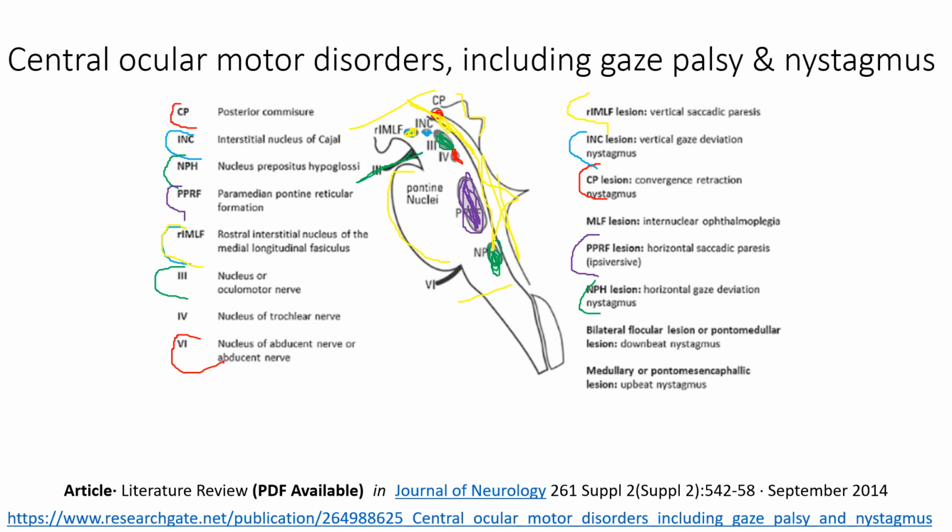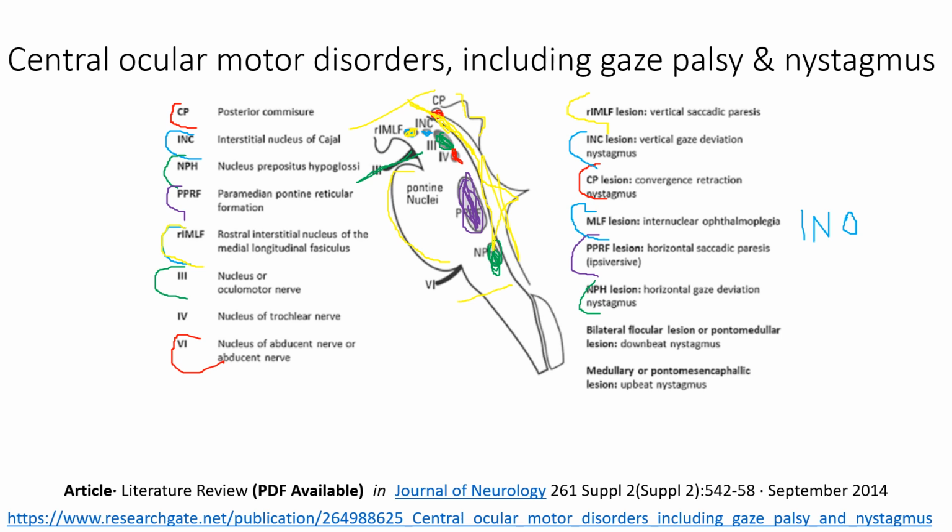And let's look over here on the right. So that MLF lesion would cause INO, internuclear ophthalmoplegia, and we'll look at that in a minute on what that means. We've talked about it before, but we're bringing it all together in this chapter here. What else do they have here?